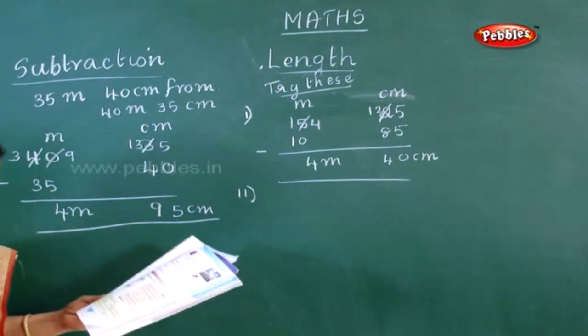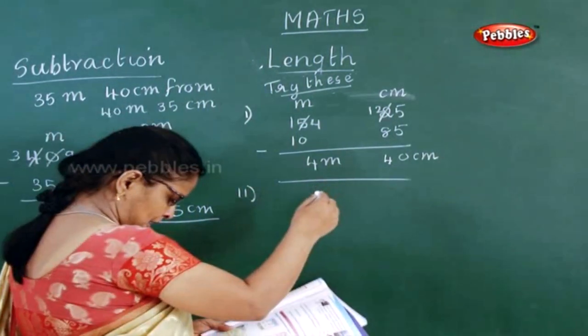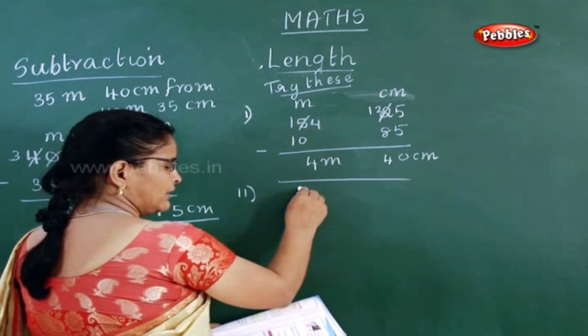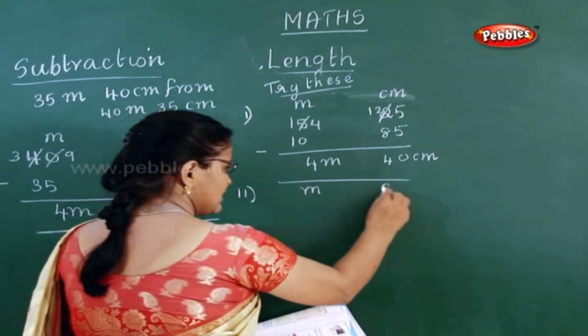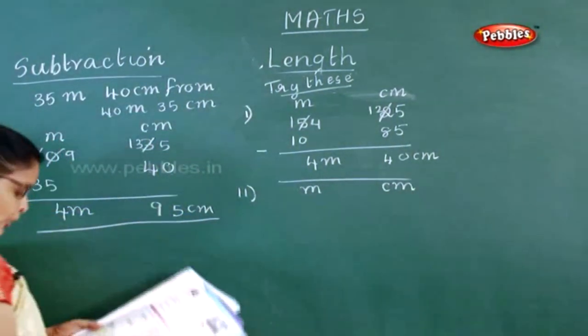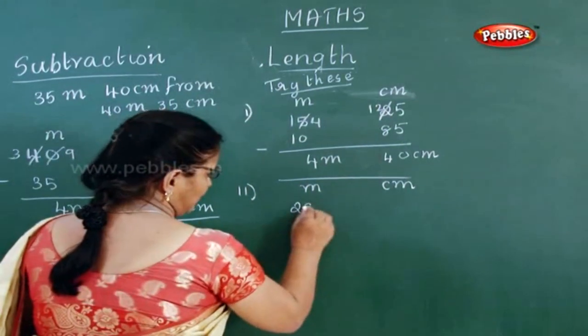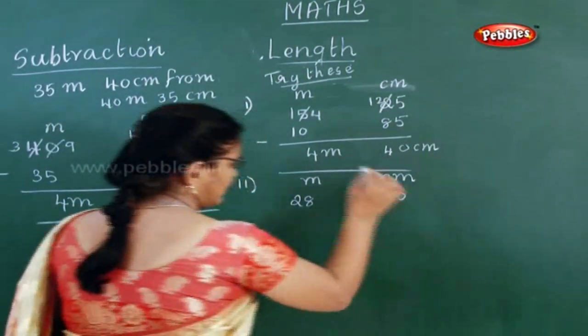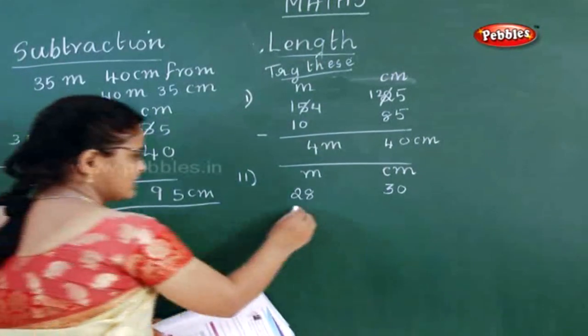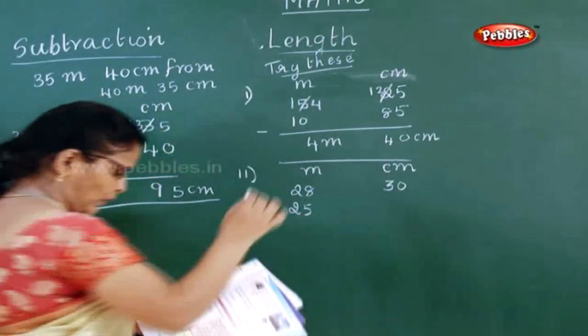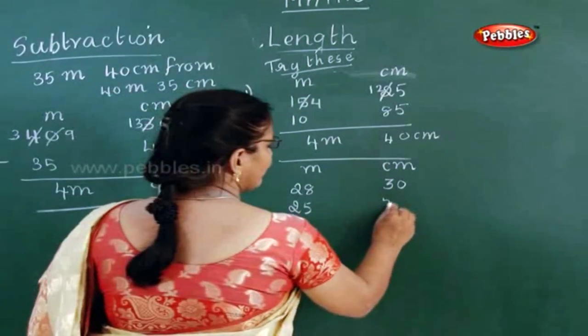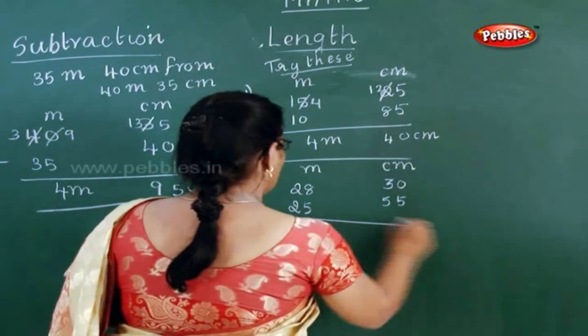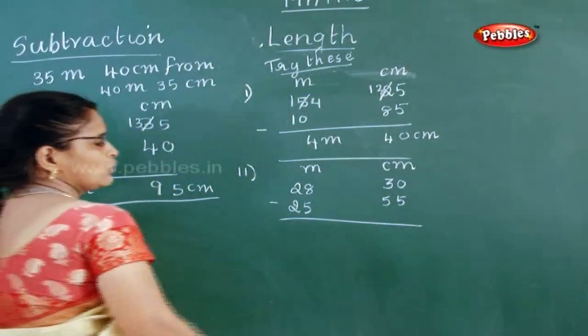What is the second sum? 28 meter and 30 centimeter. So write the heading here, meter, centimeter. You have to be very clear with this. Now 28 meter and 30 centimeter, from which you have to subtract 25 meter and 55 centimeter. Now you have to put minus here. So what is it here?